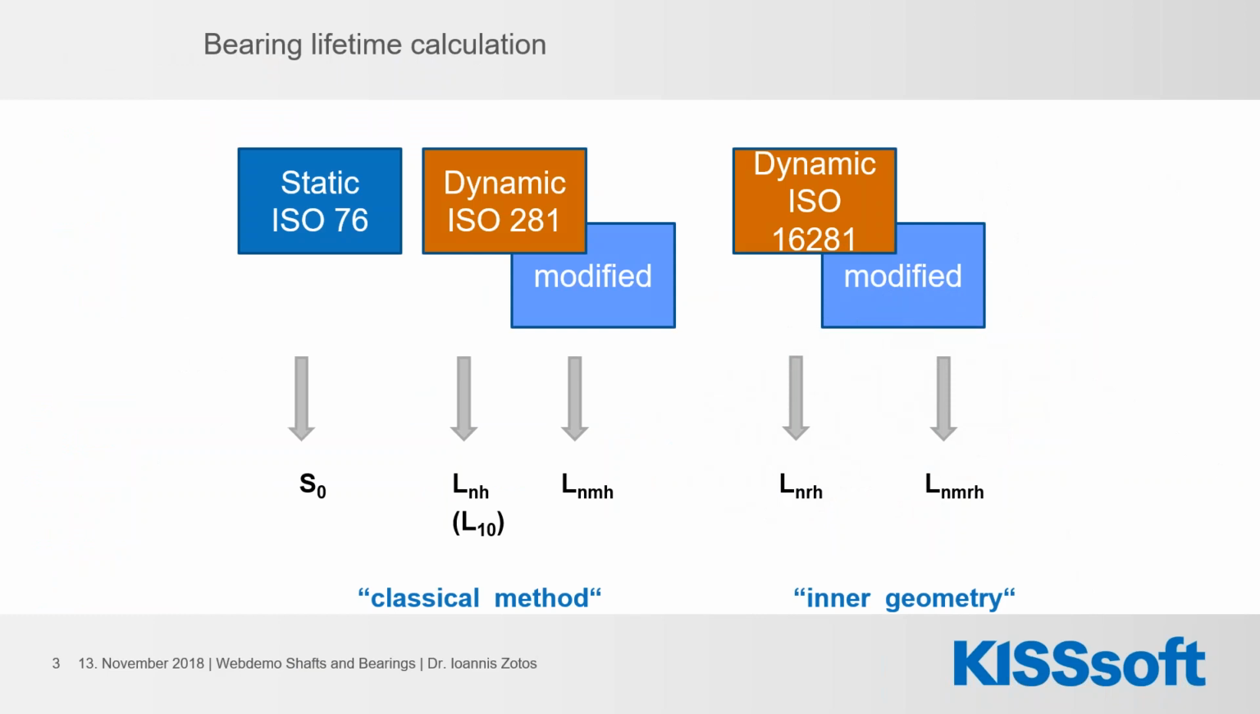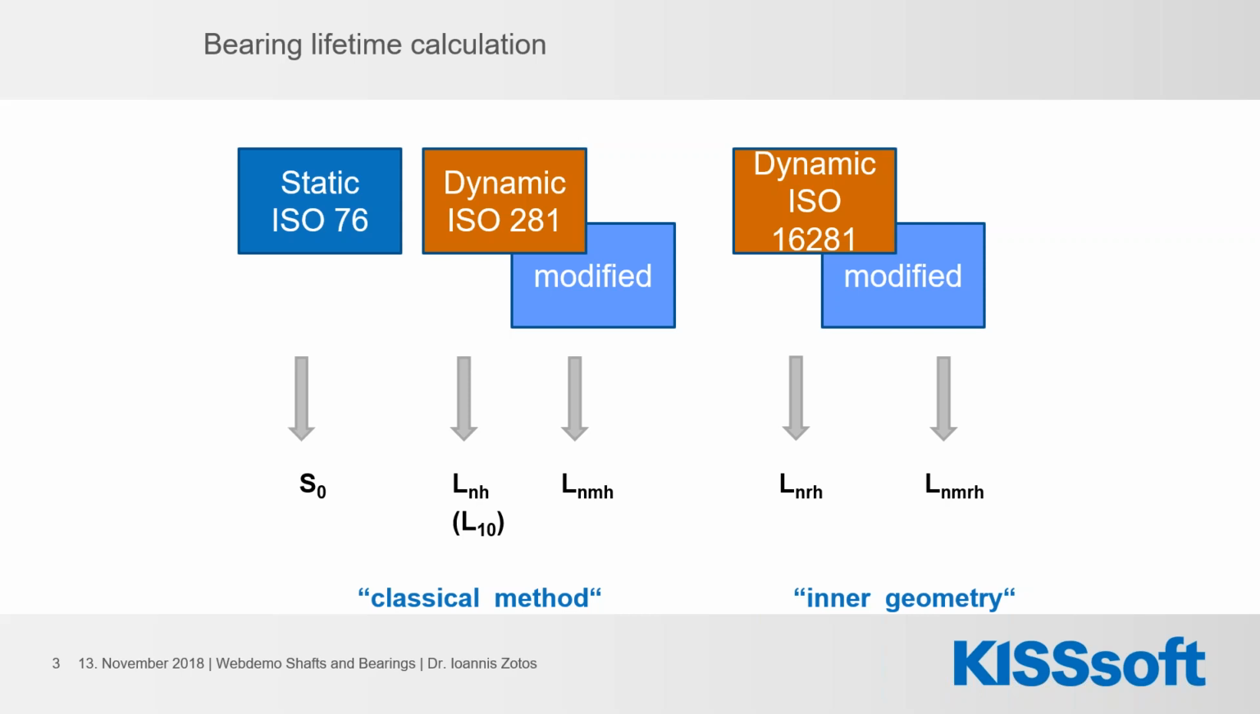Before I go into KISSsoft and talk about bearing lifetime calculation, I would just like to define some terms that we use and that are commonly used. For the bearing lifetime calculation, one thing calculated is a static load capacity following the ISO 76. Regarding the dynamic capacity, so the bearing lifetime, there are two different ways to calculate that.